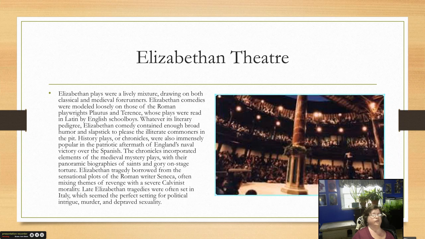Elizabethan tragedy borrowed from the sensational plots of the Roman writer Seneca, often mixing themes of revenge with severe Calvinist morality. Elizabethan tragedies were often set in Italy, which seemed the perfect setting for political intrigue, murder, and depraved sexuality. Also, the tragedies ended in a great popular fashion of almost everybody dying. I mean, there was carnage on the stage. You think shows are violent today? Some of the Elizabethan tragedies, Shakespearean tragedies, were so violent that actors actually risked being killed on stage.